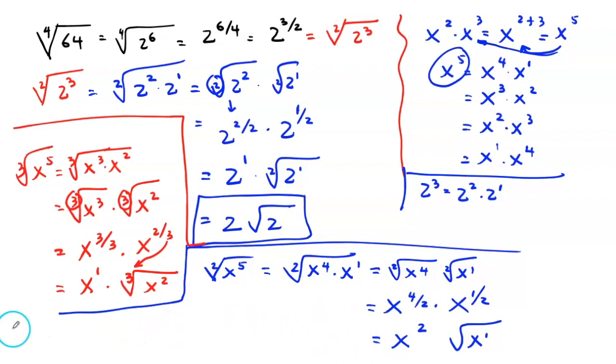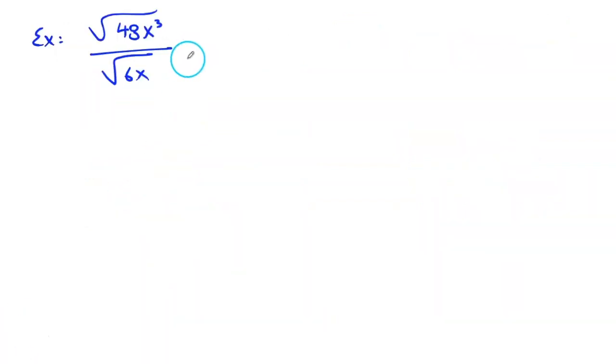Okay, let's try something else. Let's review a couple properties from the previous video. I'm dividing two radicals. Remember, I'm dividing two radicals. Both of them are square roots. I can put them together into one.